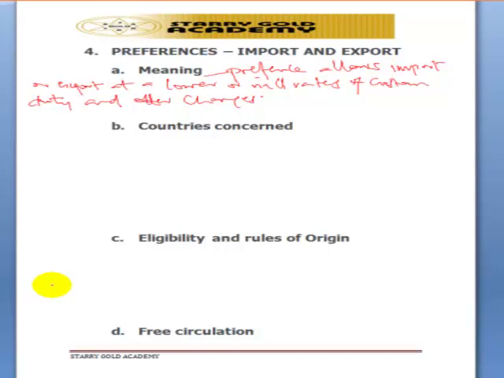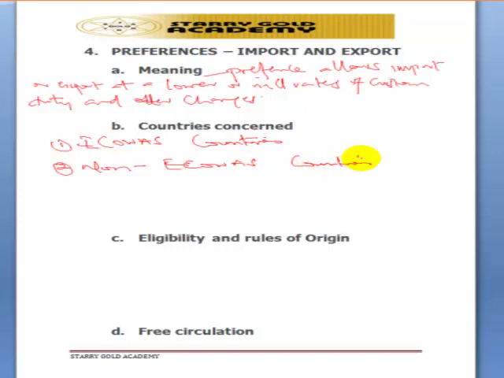So the ECOWAS countries include Republic of Benin, Burkina Faso, Cape Verde, Côte d'Ivoire, Gambia, Ghana, Guinea, Guinea-Bissau, Mali, Niger, Senegal, Sierra Leone, Togolese Republic, and Nigeria. So when we are looking at the countries concerned, it may be, 1, ECOWAS countries, then 2, non-ECOWAS countries, e.g. developing countries.